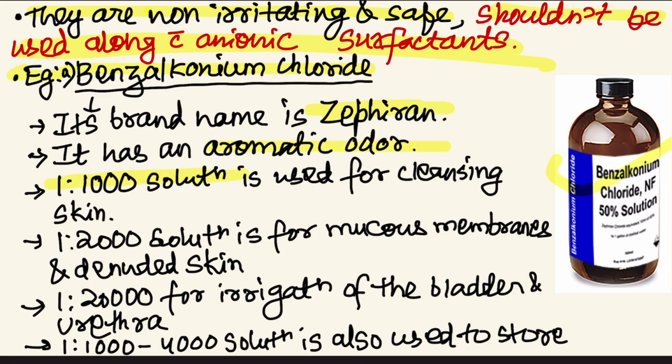A 1:1000 solution of it is used for cleansing the skin. A 1:2000 solution is used for mucous membranes and denuded skin. A 1:20,000 solution is used for irrigation of the bladder and urethra.